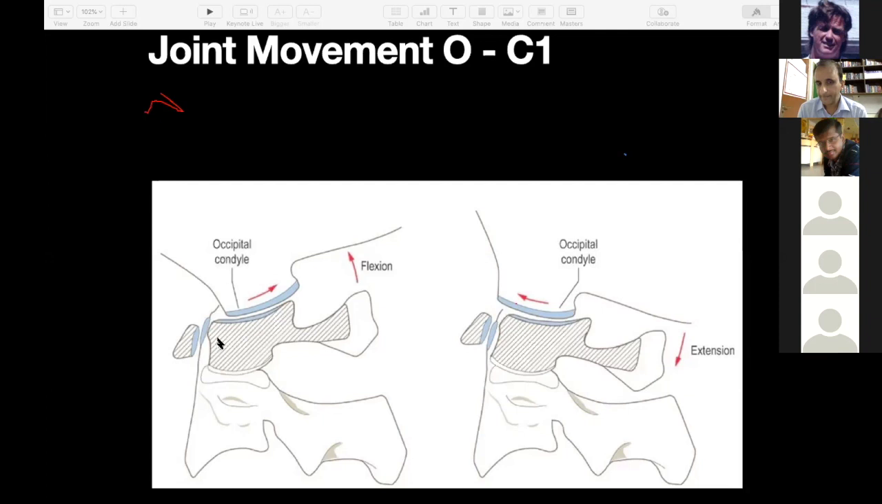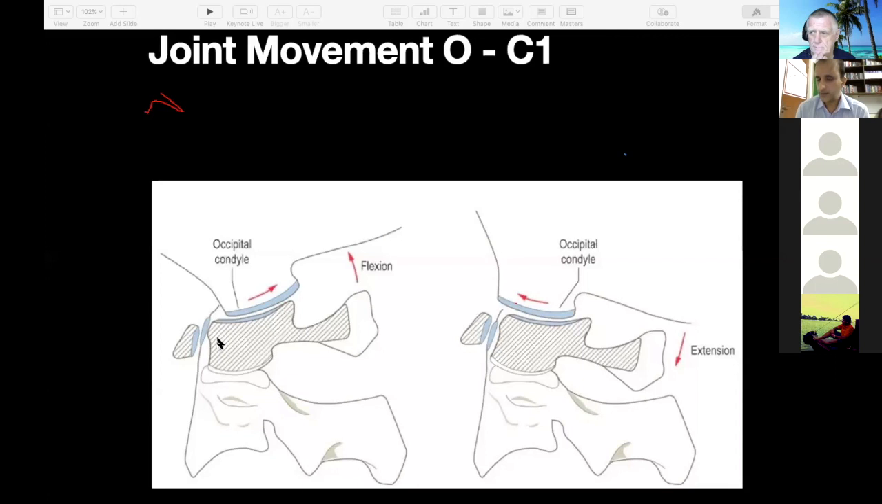It's because the dens is a stable bone, because of the ligamentous attachment, compared to the occipital cervical joint. So during flexion the dens remains stable because of the alar ligament and the transverse ligament, compared to which the joint cavity increases, or which increases the atlantodental interval, you could say.